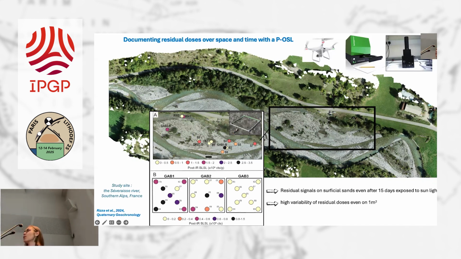And what you can see is that within 1 meter, you have a lot of different residual doses measured with the PUSL. Some of them are really high, meaning this is not bleached at all, and sometimes it is very bleached. So you can see that on a scale of 1 meter, but you can also see many different values distributed over this area. It means that in fact we have high variability of the bleaching. Why?